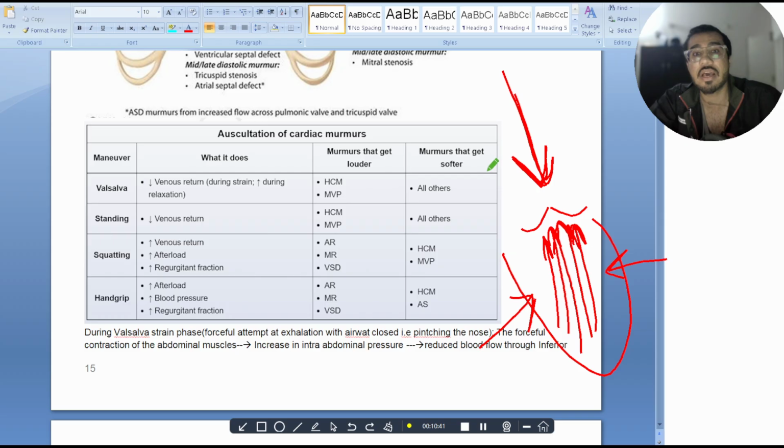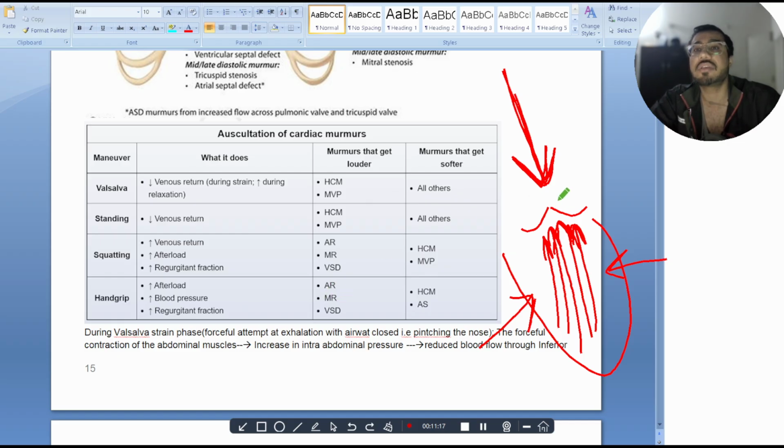So what is gonna happen in that case? All the murmurs except for HCM and AS, aortic stenosis, are gonna get louder. Why? Let's just discuss that one by aortic regurg. Since there is greater back pressure and the valve is not competent enough to keep the blood from regurgitating, the greater back pressure due to increased afterload is gonna result in greater backflow of the blood across the incompetent valve. So the murmur is gonna get louder.